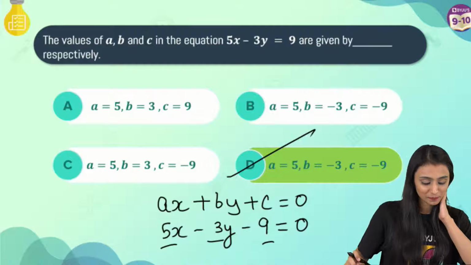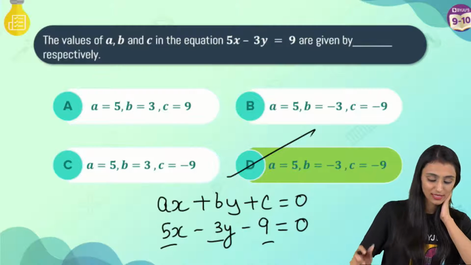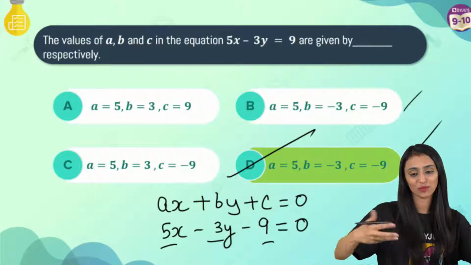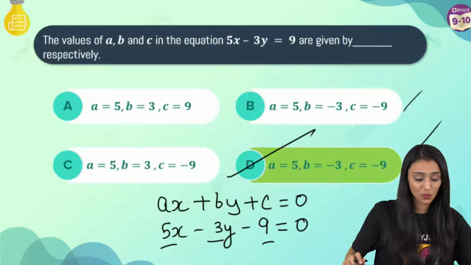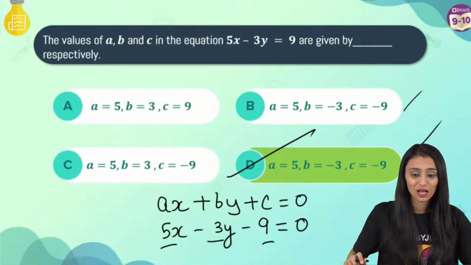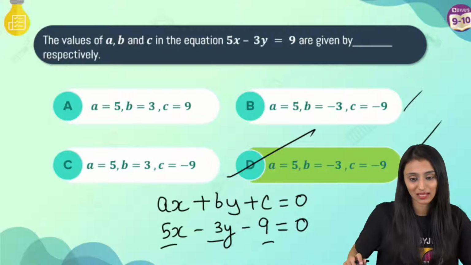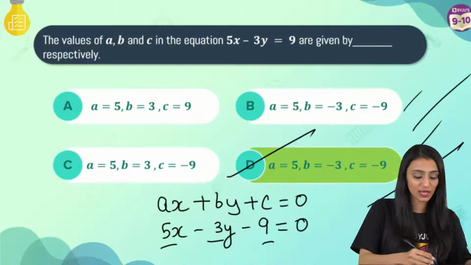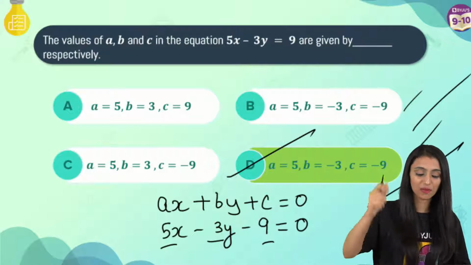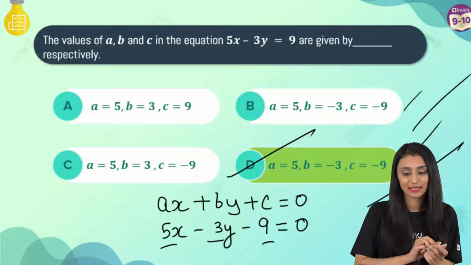B and D are same. A is 5, B is minus 3, B is minus 3, C is minus 9. So B and D you can say both of them are going to be the right answer. But still students were saying A also, they were saying C also. How could A and C be right? So basically right answer is B or D, whatever you say. A has to be 5, B has to be minus 3, C has to be minus 9, right?